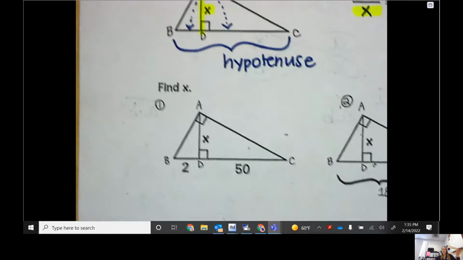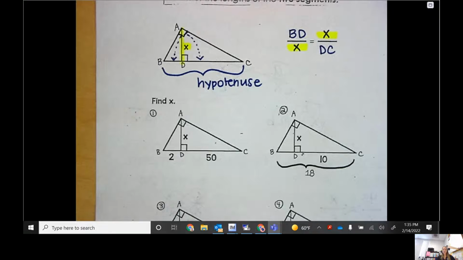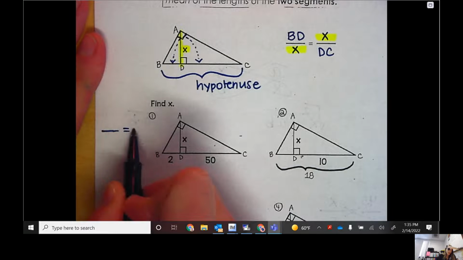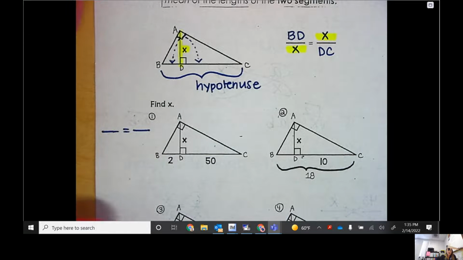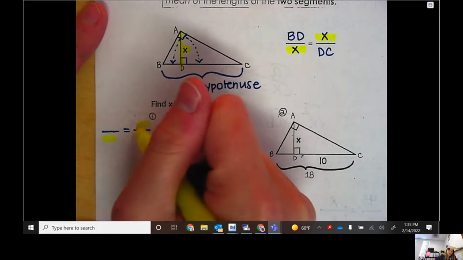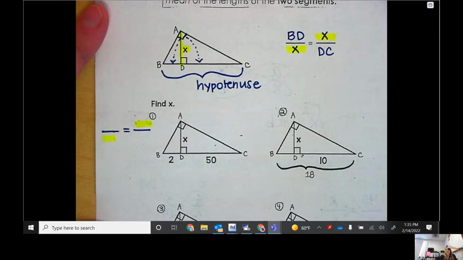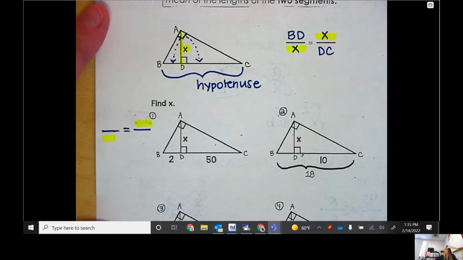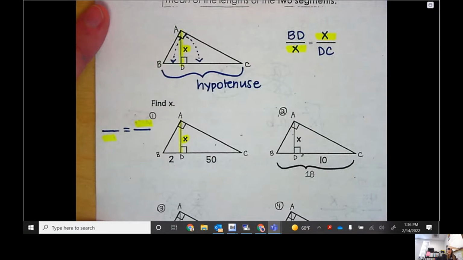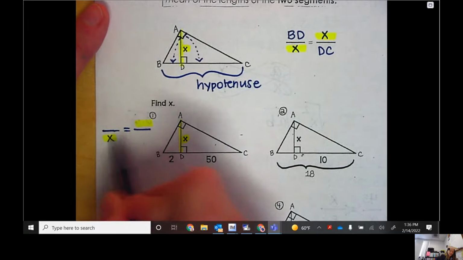Number 1, we're going to find x for each of these problems. I'm going to set it up, and here's what I always do when I write my proportions. I draw the two proportions out, and then I highlight the two pieces that should match up. I do this before I even look at the picture. If I know it's an altitude problem, that's how I start it off. Then I go, okay, what piece is the altitude in my problem? So in number 1, what number is my altitude? AD, which is just x. So in the two highlighted pieces, I'm going to put x's.